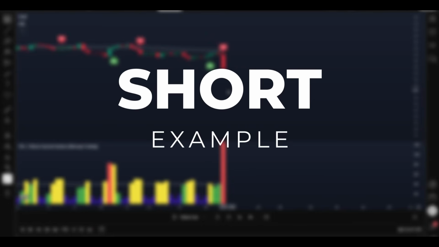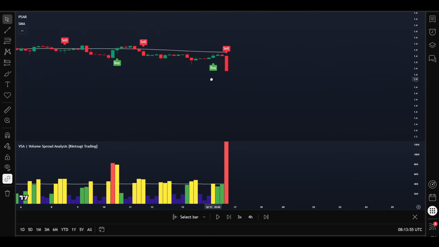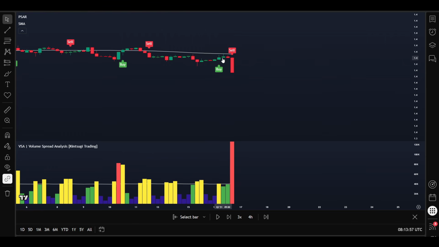Short example. Price trades below MA60 for several bars. Bearish bias confirmed. A small bounce retests the average from underneath and stalls. Our signal candle shows a yellow-red VSA bar above the VSA MA, indicating meaningful supply activity into the bounce. On that same candle, Parabolic SAR prints a sell label. Conditions hold into the close, so we enter short on the next open.